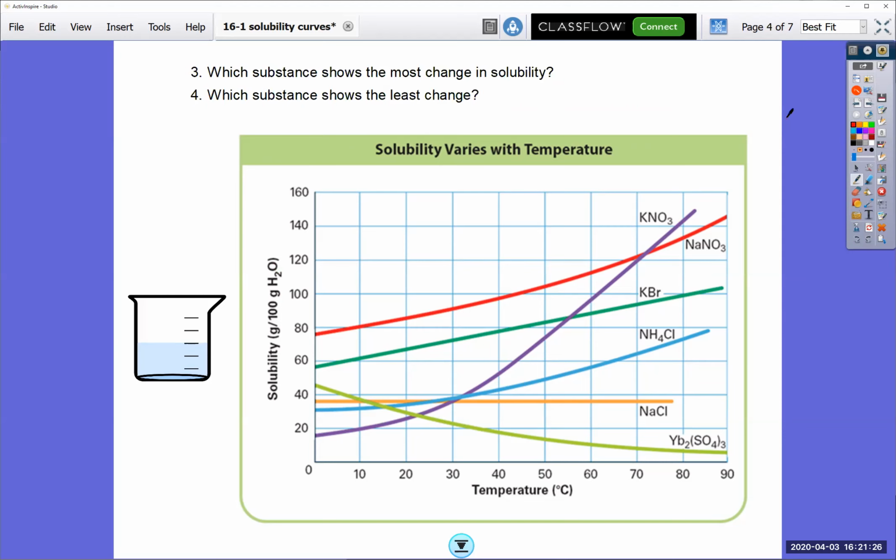Okay, question number 3. Which substance shows the most change in solubility? Most change means your curve is going much higher. So for question number 3, it'll be potassium nitrate. That line increases pretty fast as temperature increases. On the opposite end, which substance shows the least change? That's going to be your household table salt. Hot water, cold water, you can dissolve about 38 grams of table salt in 100 grams of water, whether it's hot or cold.